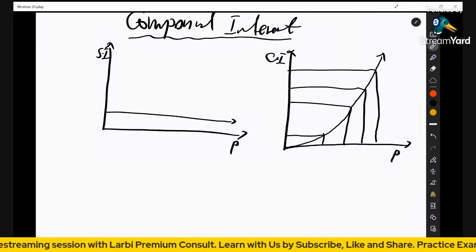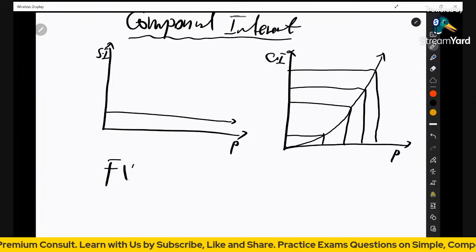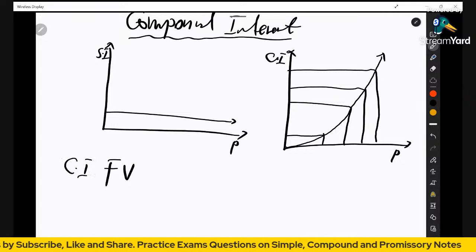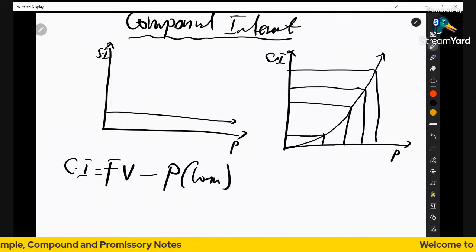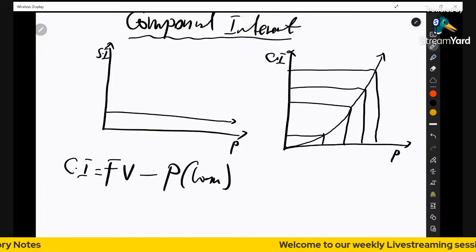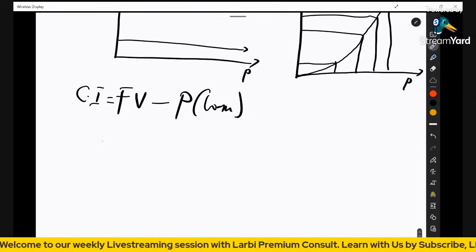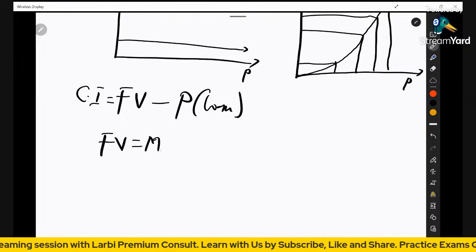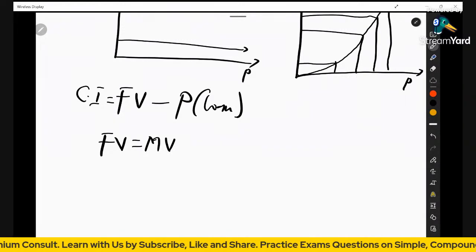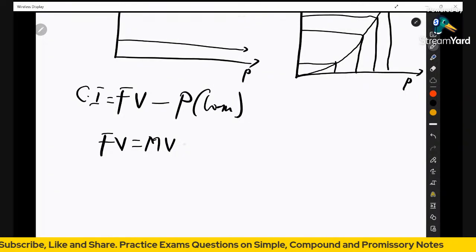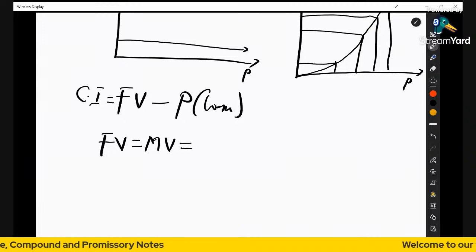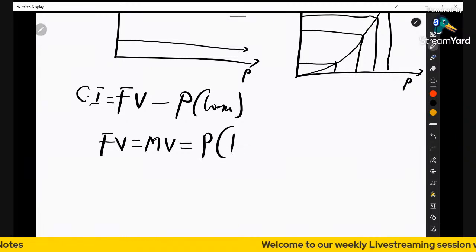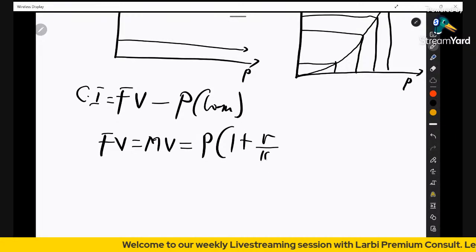So for compound interest, you will talk about the future value first. In determining compound interest, this is the whole approach. It's equal to our future value minus the principal or the loan amount. How do you get our future value? Let's take note that future value is the same as the maturity value, the amount that is supposed to be paid at the end of the due date. So our future value should be equal to, by compound interest, a formula which is principal into bracket 1 plus R over 100, all to the power N.